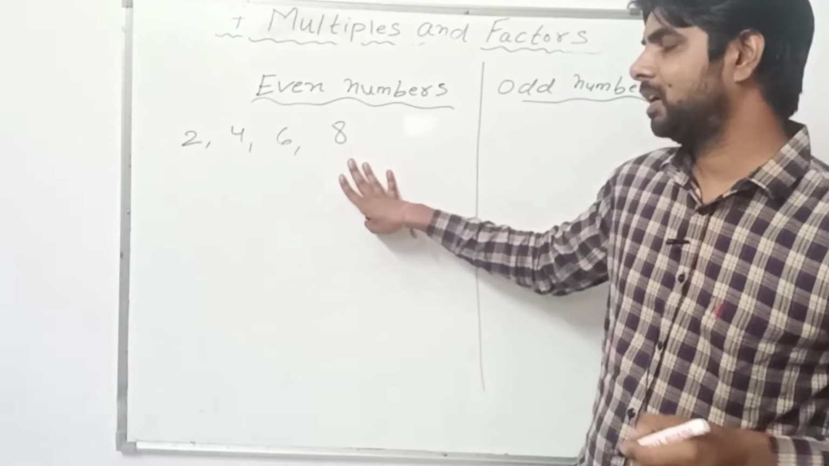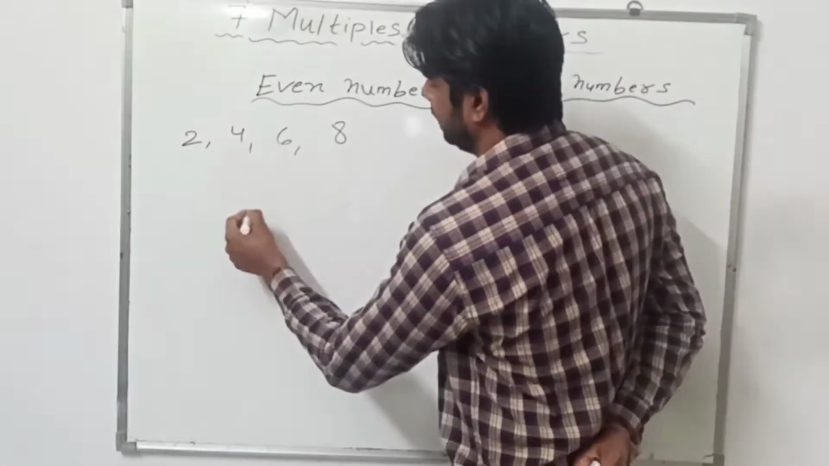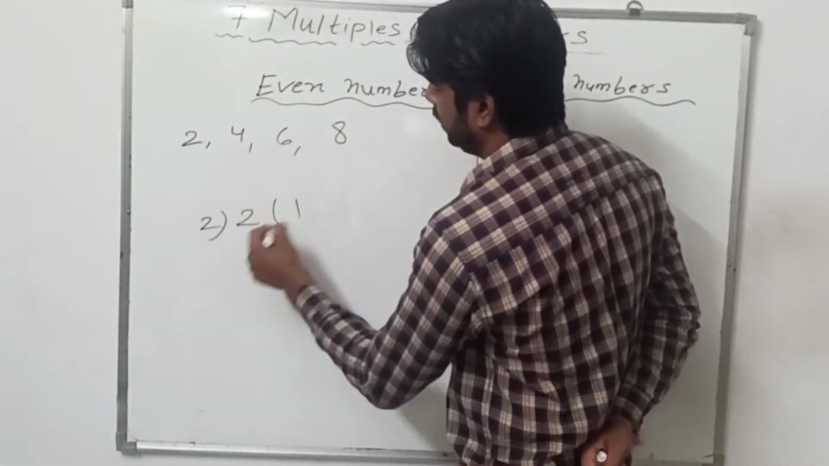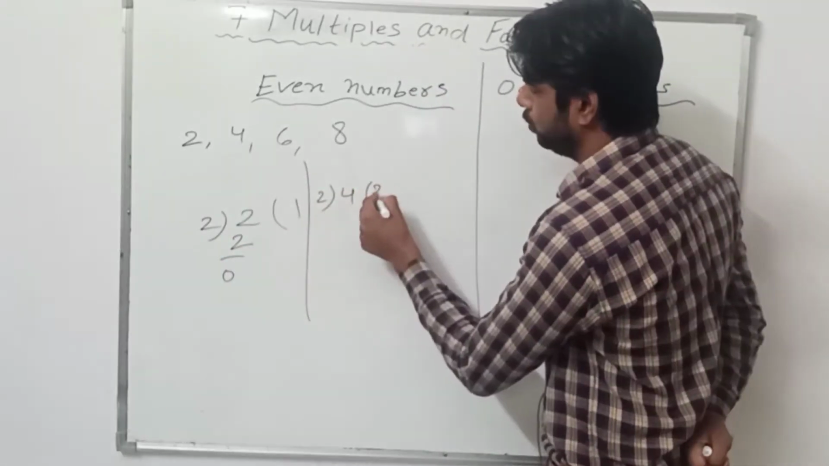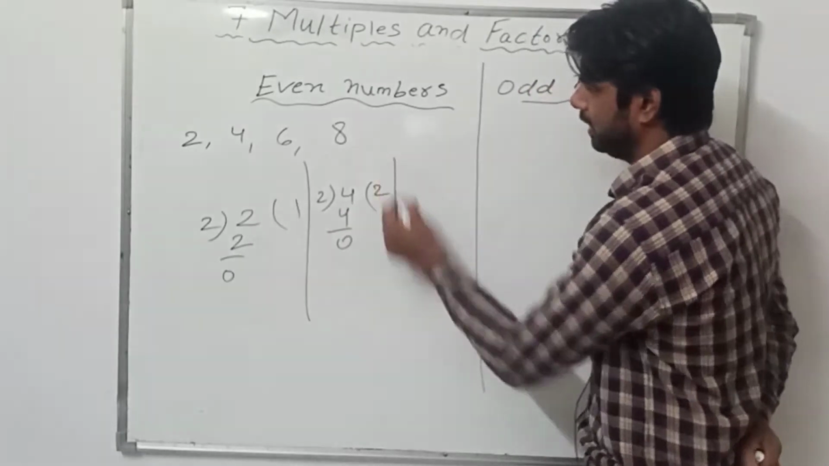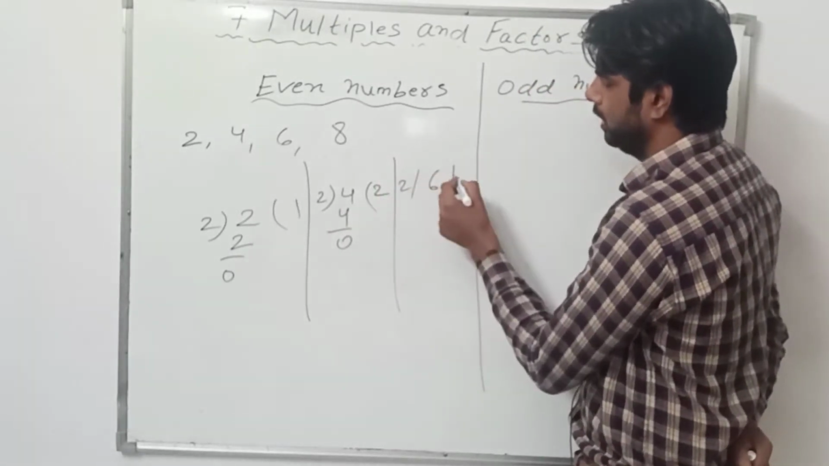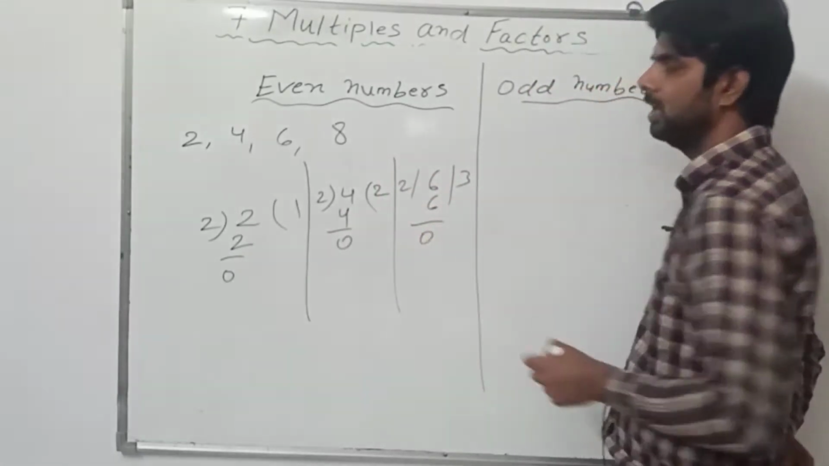Why do we call them even numbers? Because we divide these numbers. 2 divided by 2, what do we get? 2 1s are 2. 0 as remainder. If we divide 4 by 2, what will we get? 2 2s are 4. 0 as our remainder. If we divide this 6 by 2, what do we get? 2 3s are 6. 0 as our remainder.